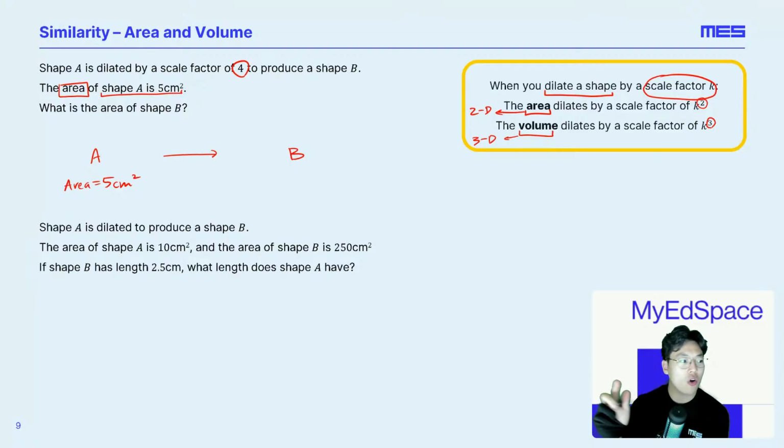How can I use all this information here to find the area of shape B? The most important thing being our scale factor is 4. Our scale factor is 4, and we are working with area. So how can we solve for the area of B with the given information? What can we do?